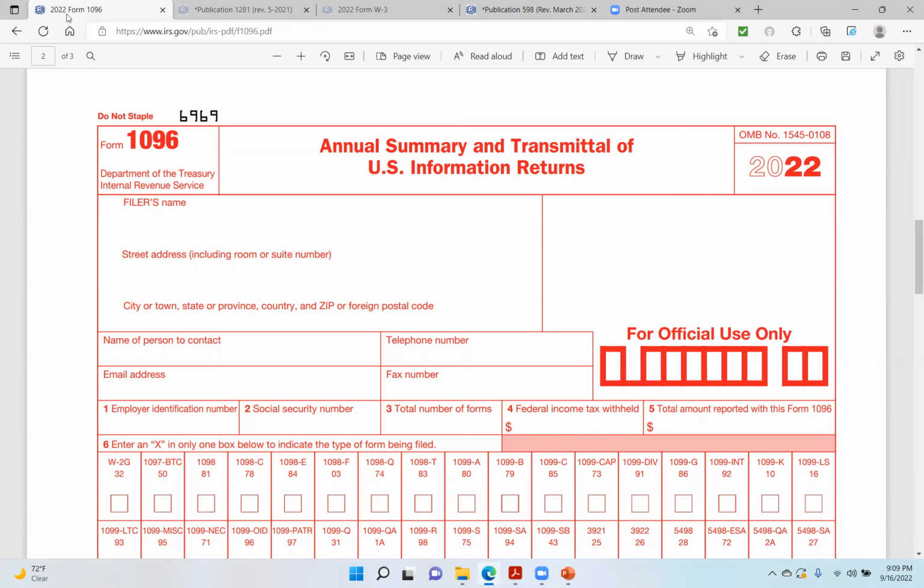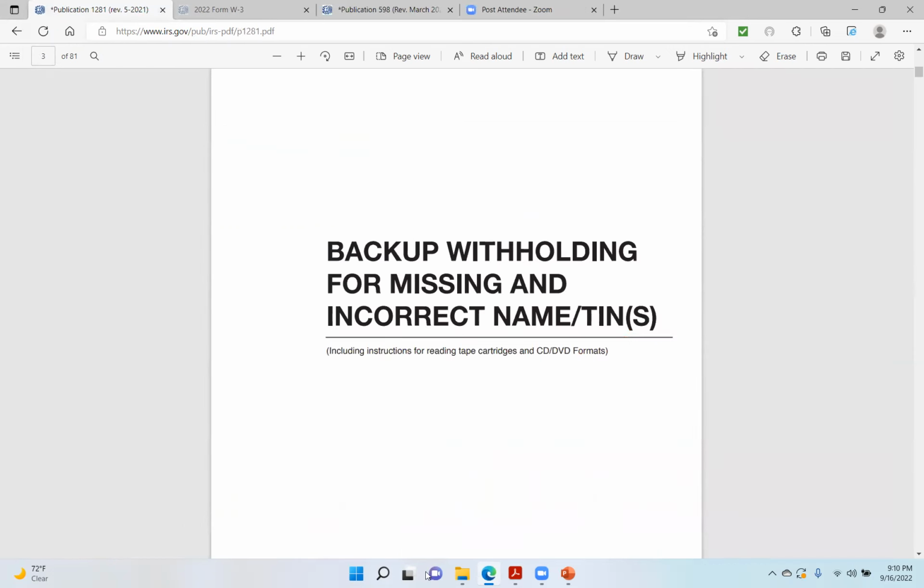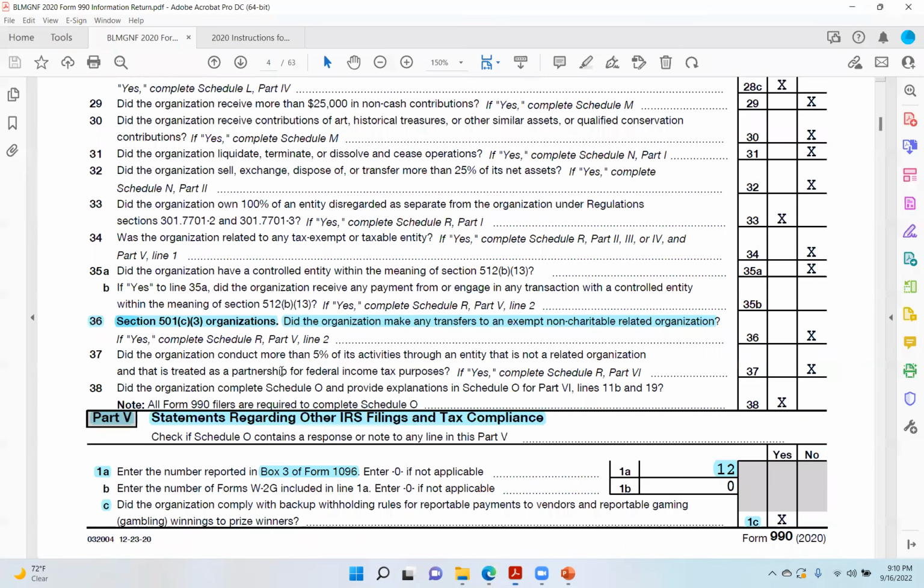So I'm going to close that form out because I won't be referencing that form anymore. So now I'm going to go back to the Form 990 information return. So let's go down to 1C. Did the organization comply with backup withholding rules for reportable payments to vendors and reportable gambling winnings to prize winners? So they said yes to that.